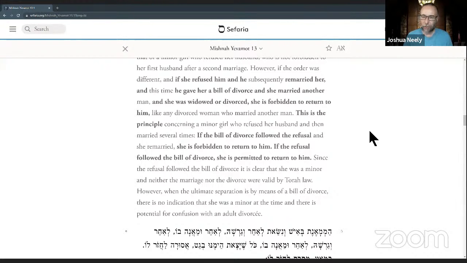So again, with all of this relationship happening while she is still a minor under her mother or brother's authority, if she refuses him the first time, but then they get married again, and this time he gives her a divorce, and now she goes ahead and gets married to someone else and then gets widowed or divorced from husband number two, that status of the bill of divorce as the last marker of their relationship carries forward. She is treated as any other wife, and a divorced woman cannot remarry her first husband if she has married a second husband in the meantime.